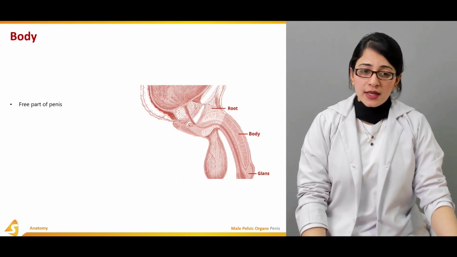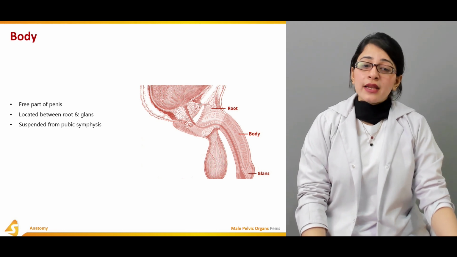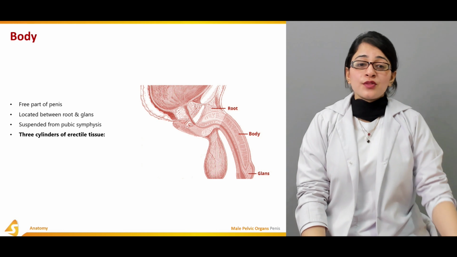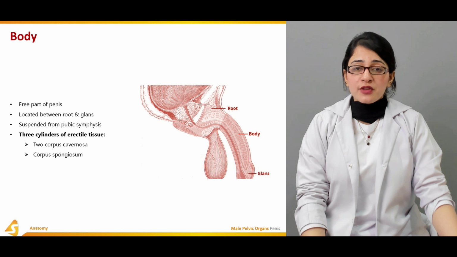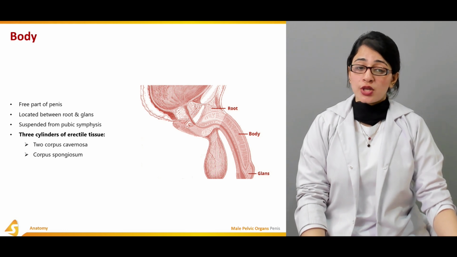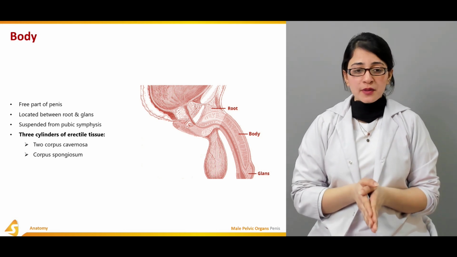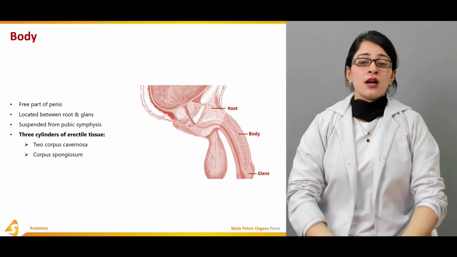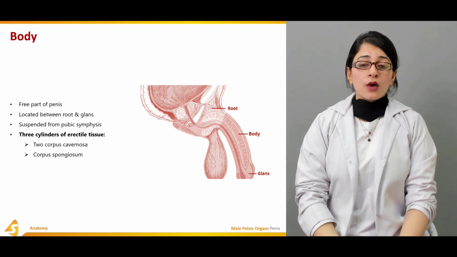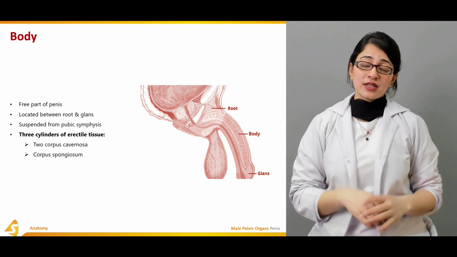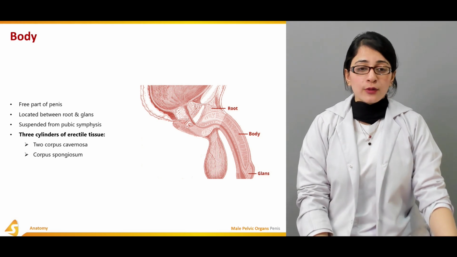Talking about the body of the penis, it is the free part of the penis, located between the root and the glans, suspended from the pubic symphysis. We have the three cylinders of the erectile tissues, which are the two corpora cavernosa and the corpus spongiosum. So the body is the free part of the penis, located in between the root and the glans and suspended from the pubic symphysis. Now it has three cylinders of erectile tissue, the erectile masses we've studied before, that is the corpora cavernosa and corpus spongiosum, located here.